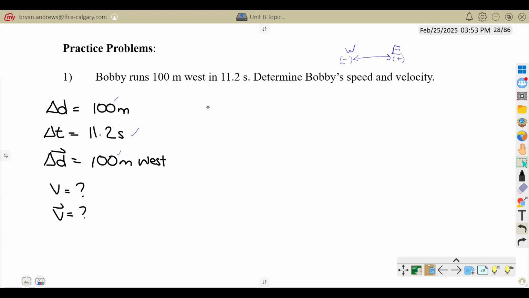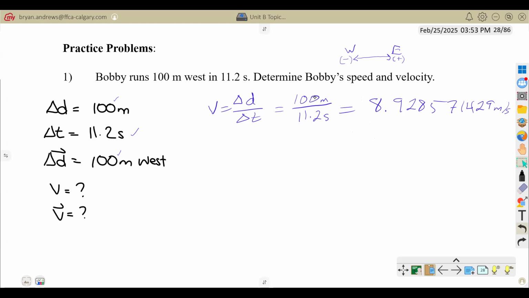Okay. All right. So speed is going to be the change in distance over the change in time. It's 100 meters west. We don't have to worry about the direction for this part. 11.2 seconds. And so you take out your calculator and you go 100 and you divide it by 11.2. And what I get is a really big number. Not big, just a lot of decimal places on here. 8.928571429 meters per second. That's all the digits on my calculator that I'm using.